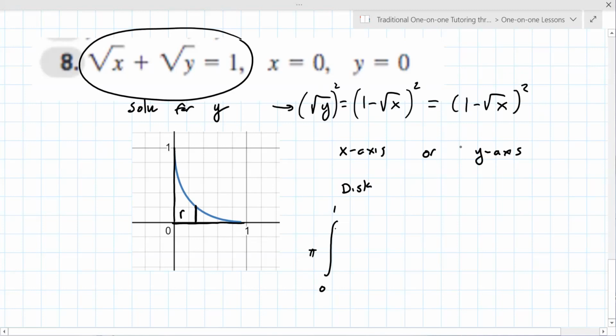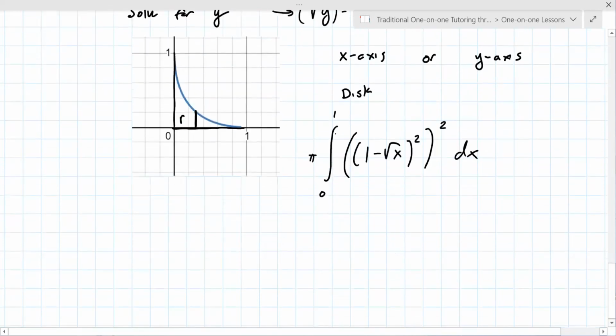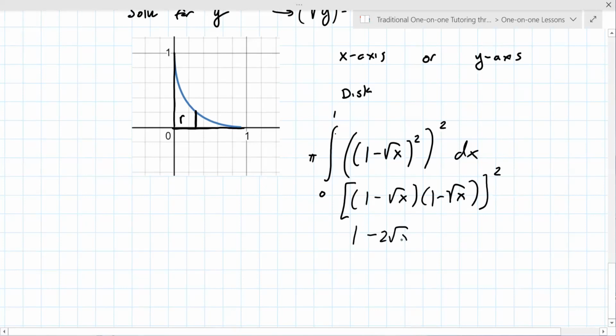So that's what goes here. Now we should expand this, because we're going to have to expand it here. 1 minus square root of x squared, and then you have another square because this whole thing is your r dx. This is 1 minus square root of x times 1 minus square root of x, and then it's actually to the fourth, so whatever you get here we're going to square again. It looks bad, but it does work out okay. It ends up being 1 minus 2 square root of x plus x, but then you square that, so it's essentially like multiplying it by itself.